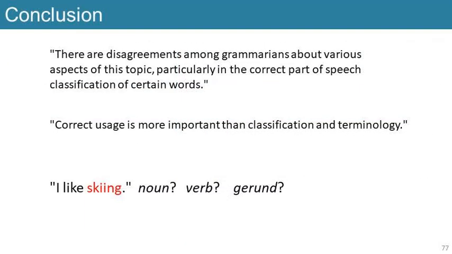As you've seen throughout this lesson, there are disagreements among grammarians about various aspects of this topic, particularly in the correct part of speech classification of certain words. However, for language learners, correct usage is more important than classification and terminology. It makes no difference to most learners if, for example, skiing in I like skiing is a noun or a verb or a gerund. The important thing is to know that like can be followed by the ing form of the verb.